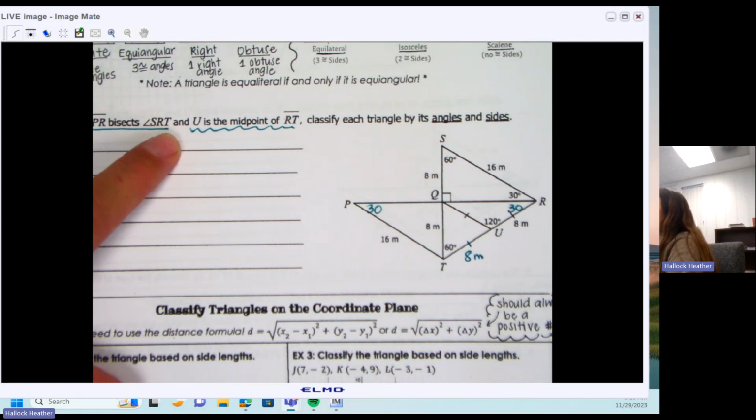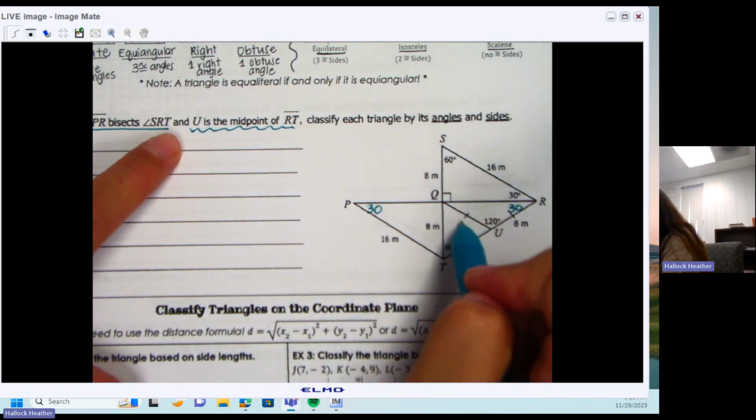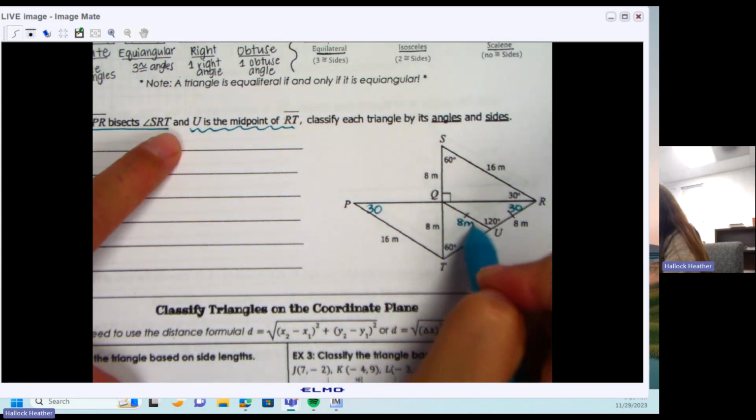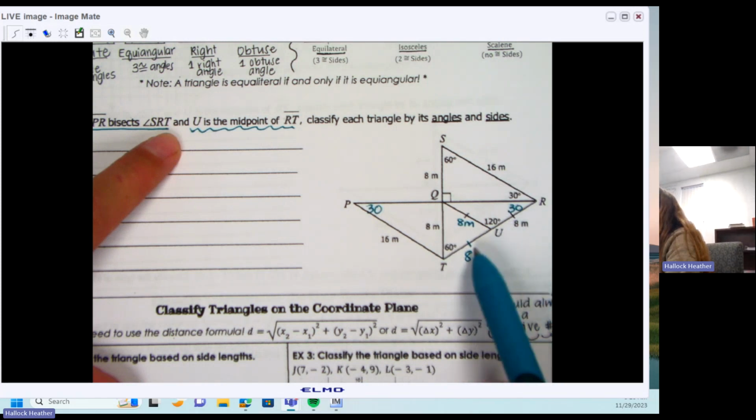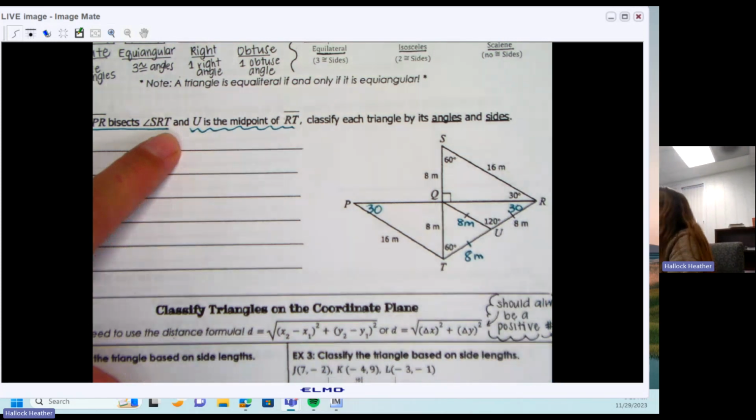Does anybody see one more place that I could put 8 meters? On the top, right here. Because it has one little dash. So since this one has a dash, this one has a dash, this one has a dash, that means all of those single dashes are 8 meters.